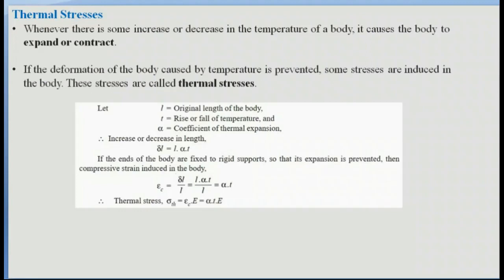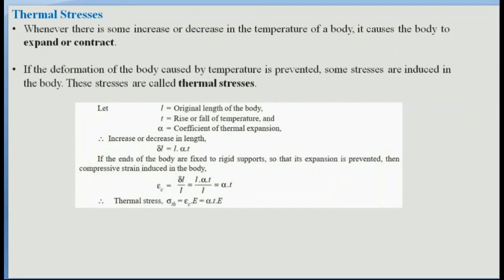Thermal stresses. Whenever there is some increase or decrease in the temperature of the body, it causes the body to expand or contract. If that expansion or contraction is prevented, then the body is subjected to thermal stresses. L alpha T is the free expansion or contraction, where L is the length of the body, alpha is the coefficient of thermal expansion, and T is the temperature difference.